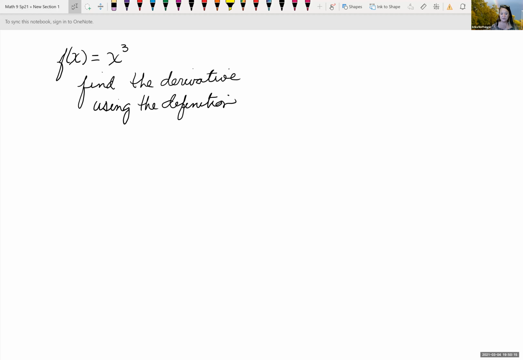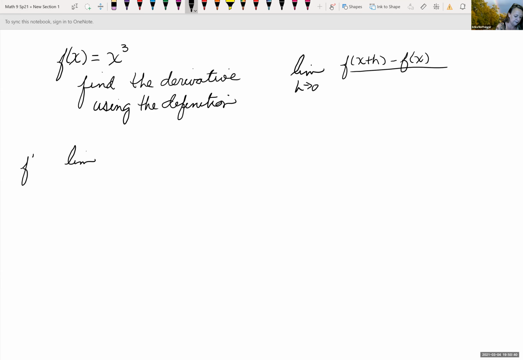Okay, so looking at f of x equals x cubed, we want to find the derivative using the definition of a derivative. And so we're going to look at the limit as h approaches 0. This is the definition: f of x plus h minus f of x all over h. We can define this as f prime of x equals the limit as h goes to 0.